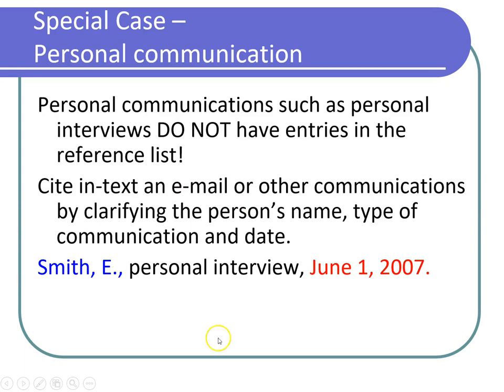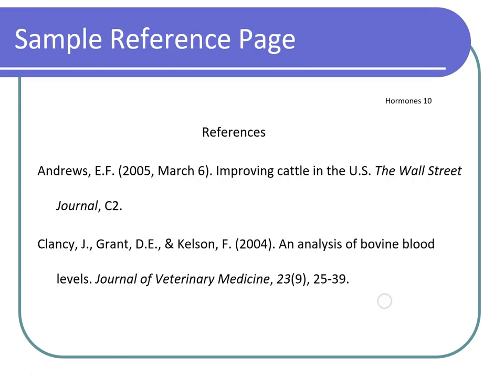So here's an example, and I know that sounds confusing, but I broke it down for an example for a personal interview. The person's last name, their first initial, the personal interview, that's what you did, and then the date that you did the interview. So hopefully that makes sense, and that will help you if you're going to add personal communication to it.